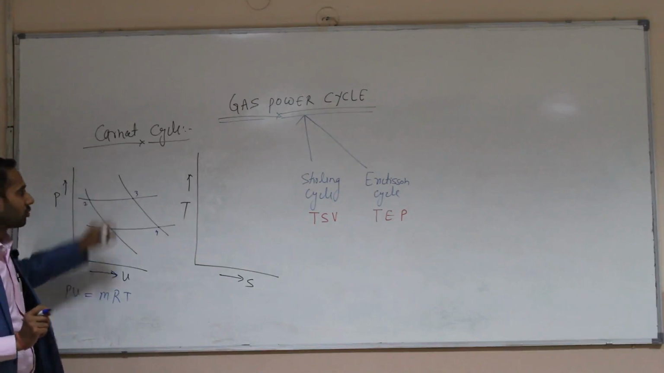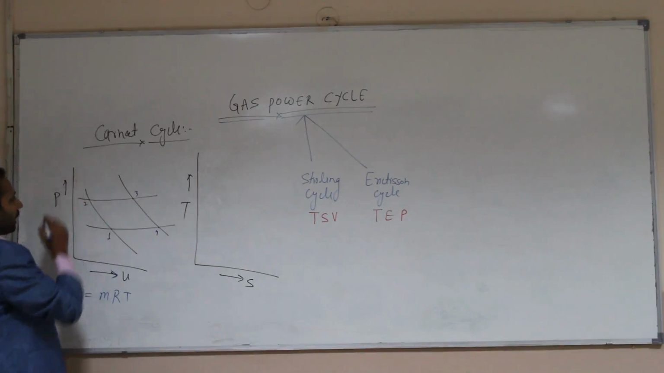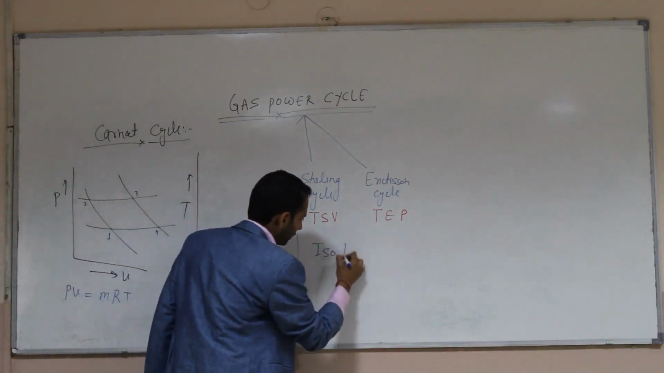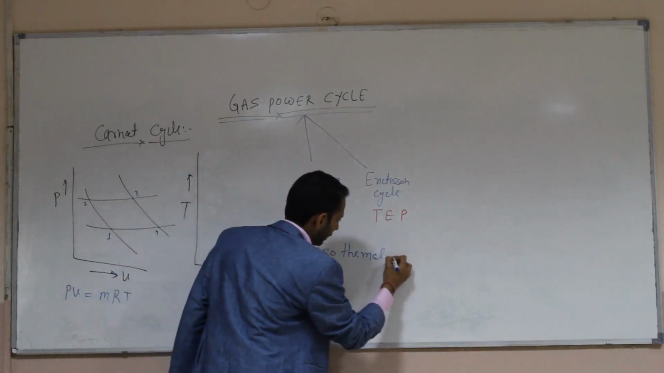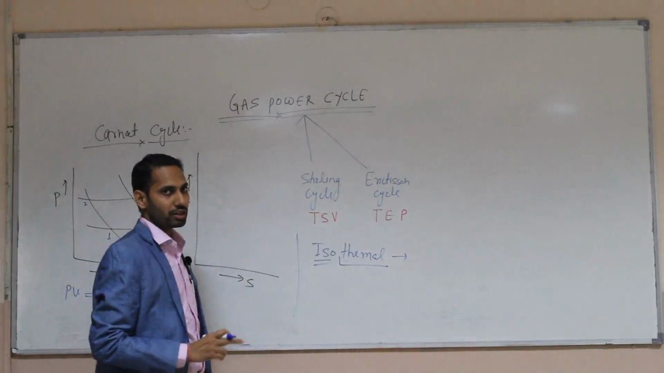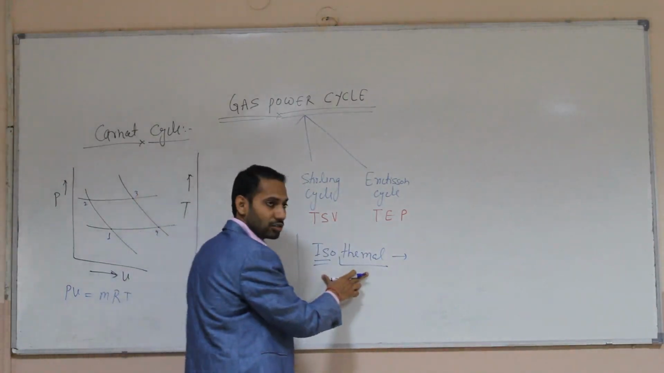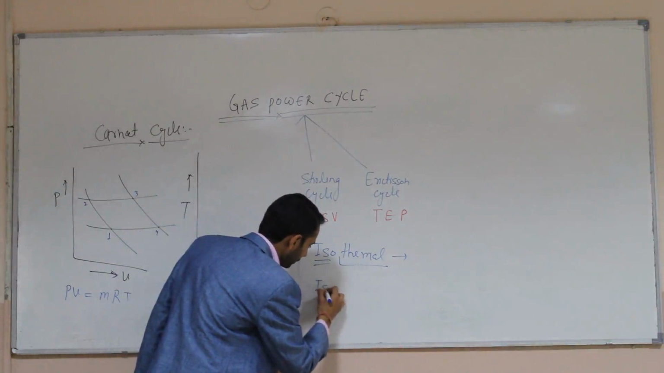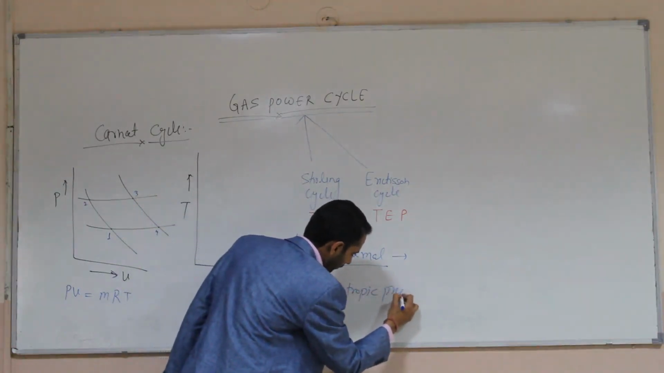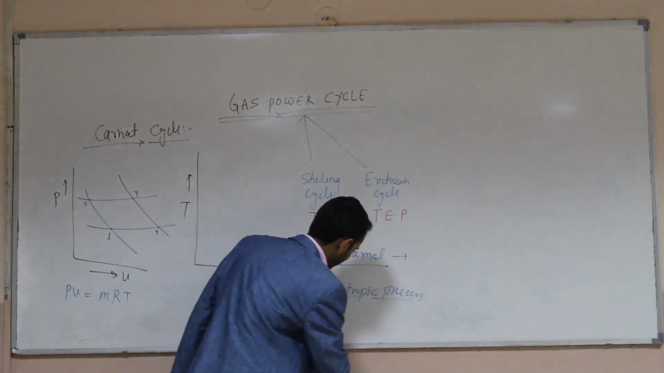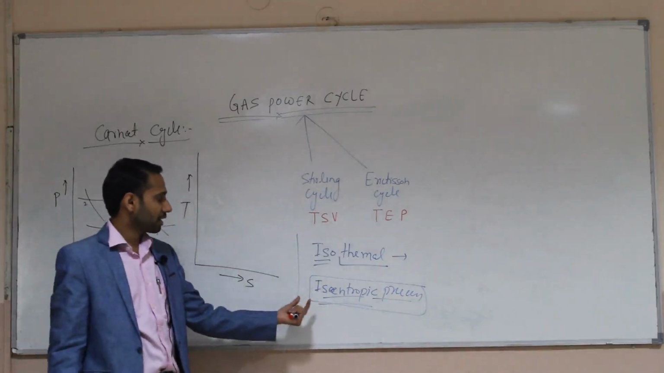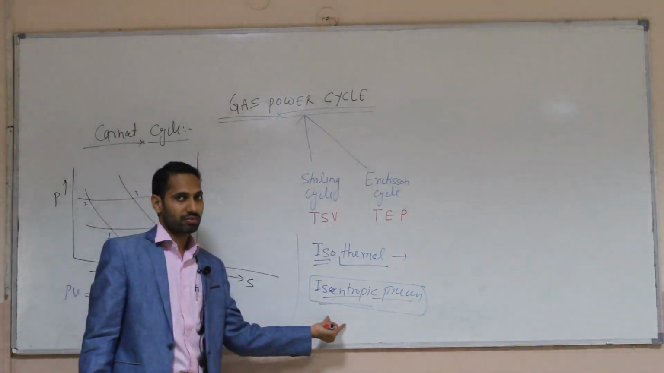Sadi Carnot thought that two processes are isothermal and two are isentropic. So what is an isothermal process? Iso means same, thermal means temperature. If the temperature is the same, then these processes are known as isothermal processes. And the second one is the isentropic process. What is this isentropic process? An isentropic process is a reversible adiabatic process.